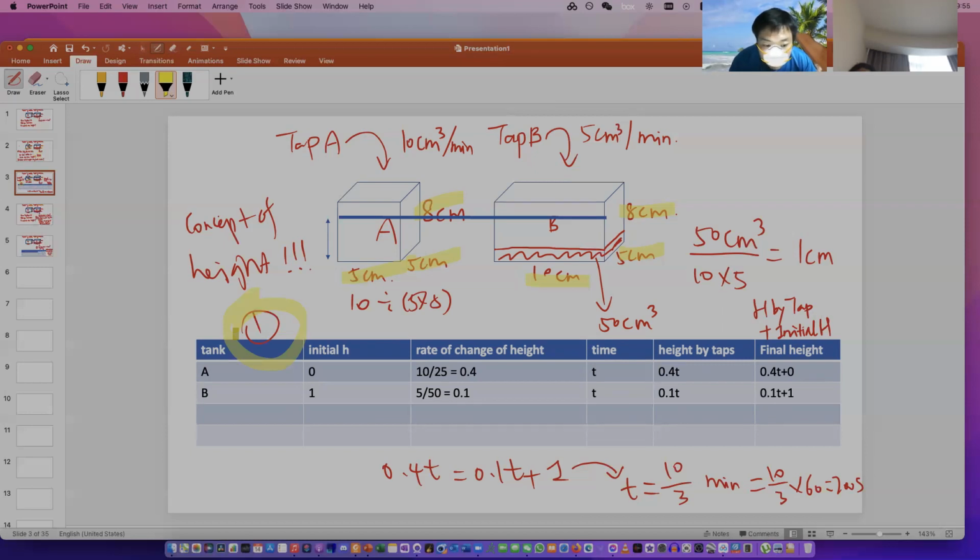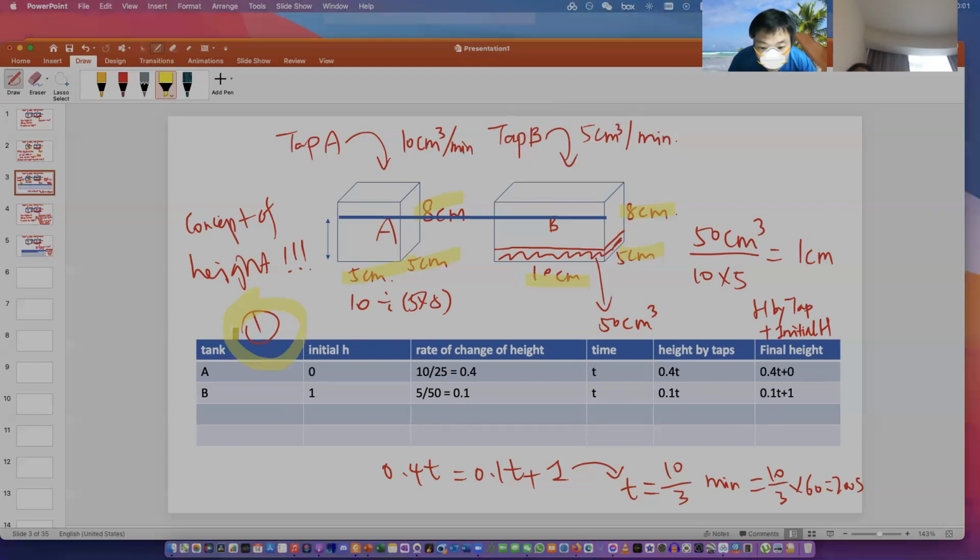Method 1 might look a bit more complicated. Actually, it's not. Method 1 just means you have to write more things, and that doesn't mean it's more complicated. If you manage to form this table and fill it up, it's so easy to understand. So I think it's better to stick to method 1 to solve this question.